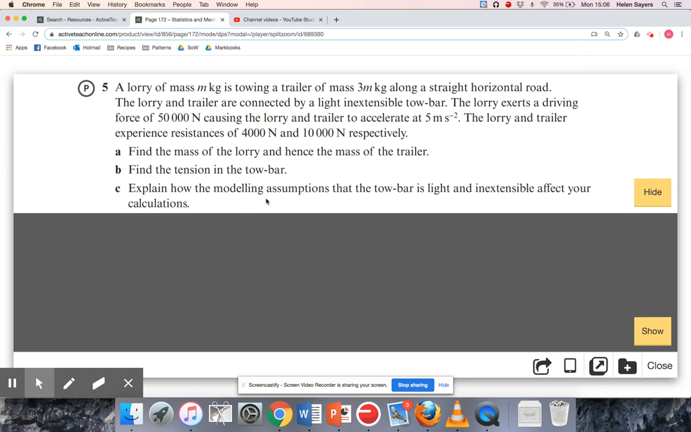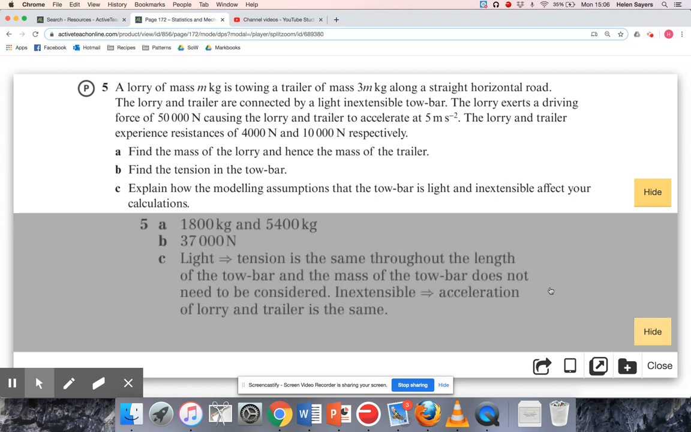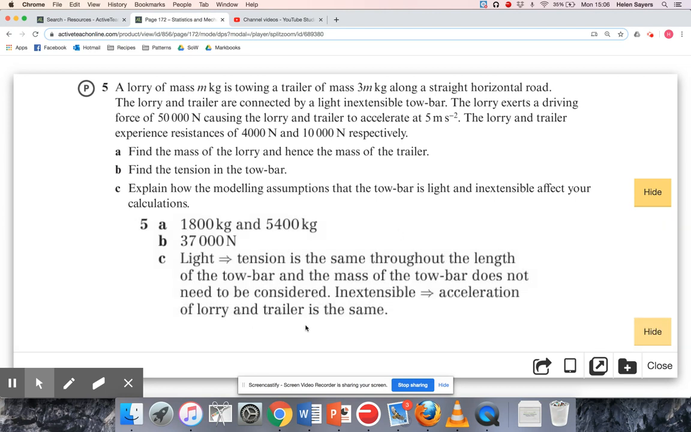Okay, and then part C, we'll just look at the solution for C. Explain how the modelling assumptions that the tow bar is light and inextensible affect your calculations. Well, if you answered question 1, you answered exactly the same question. The fact that it's inextensible means that it's not stretching, so the acceleration of the lorry and the trailer will be the same, which obviously we assumed because we used 5 meters a second squared throughout the question. And it's light means that the tension will be the same throughout, and also that we don't need to worry about the actual mass of the tow bar.